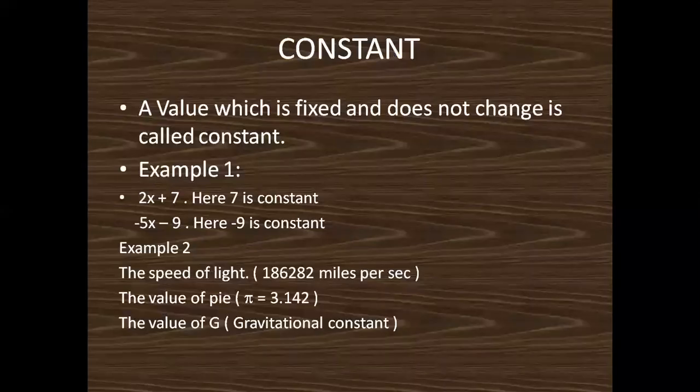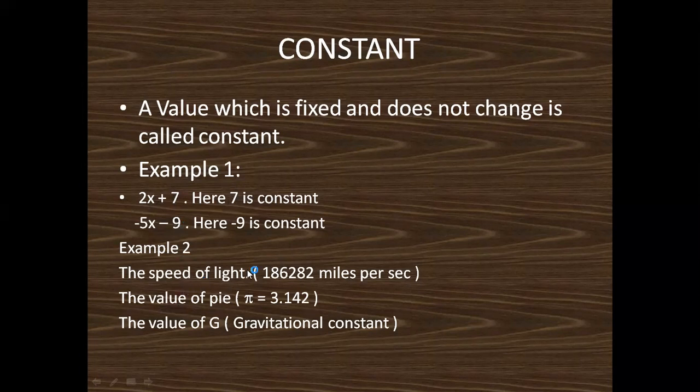Constant. A constant is a value which does not change. Here in 2x plus 7, 7 is a constant. Whatever the value of x, 7 and minus 9 will remain in their places. They will never change. So they are called constants in mathematics.